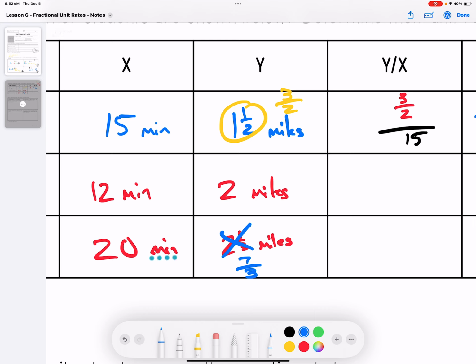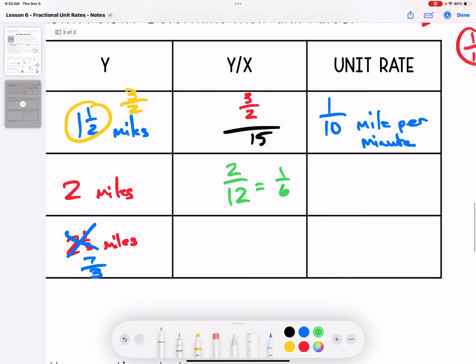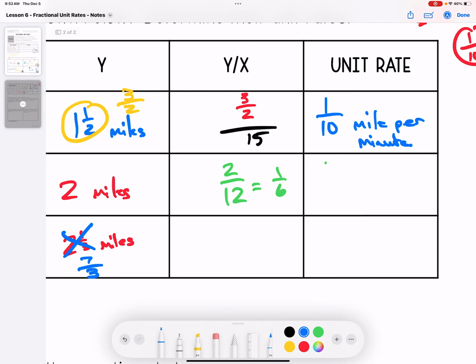All right. Now we have 2 miles over 12 minutes. Oh, that one's easy. 1/6. So he's going 1/6 mile per minute.